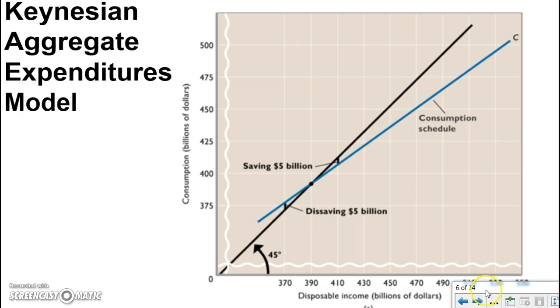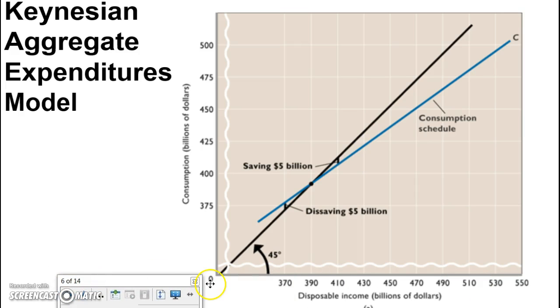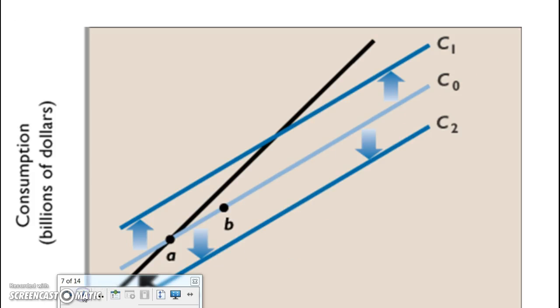All right, we're going to go back to this Keynesian, what's called the aggregate expenditures model. This plots, in a stylized model instead of actual data, what we had from our table. So you can see that there's this break-even point where people are spending every dollar that they earn. That would be equilibrium for this economy. And this line tells us what happens to consumption as income increases.